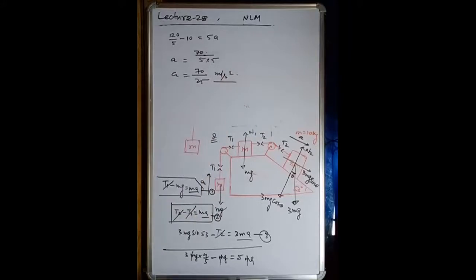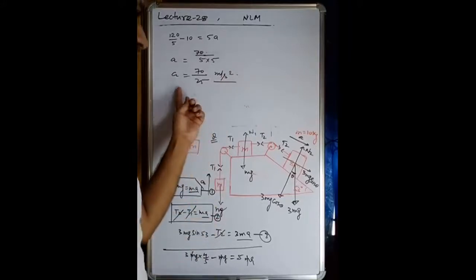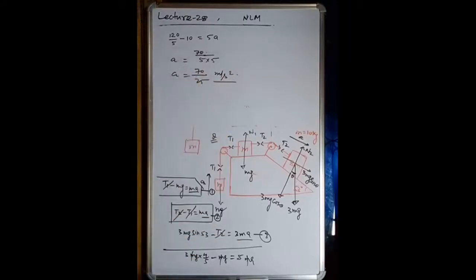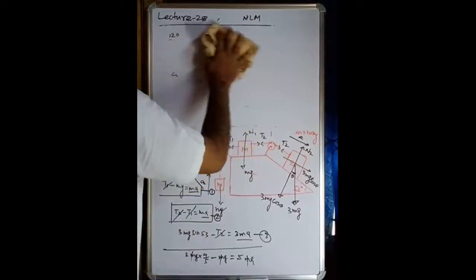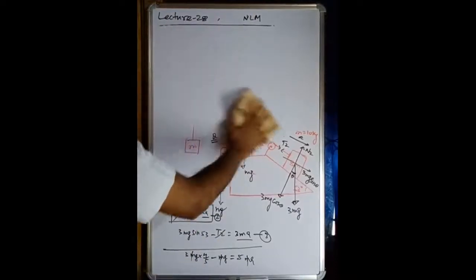Now my dear students, as you got this value, acceleration 70 by 25 meter per second square, you can put this value in equations 1, 2, 3 to get the value of T1 and T2. I hope you are much clear. The same type of questions, my dear students, we will use to solve in the friction chapter also. So those students who are not getting it properly will get another chance to understand this type of question in the friction segment. Alright, let me wrap this one.